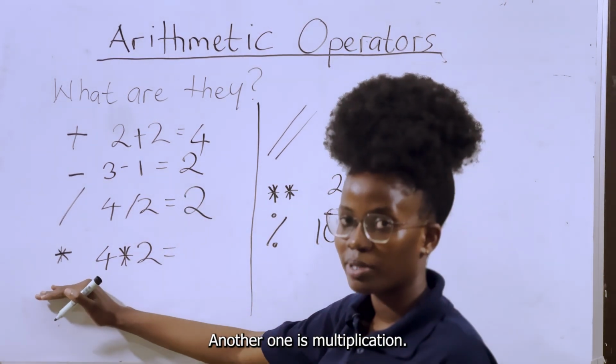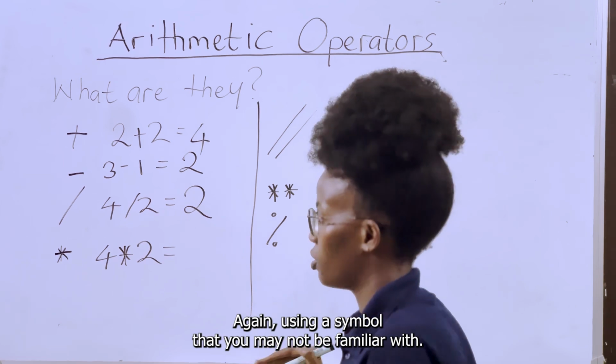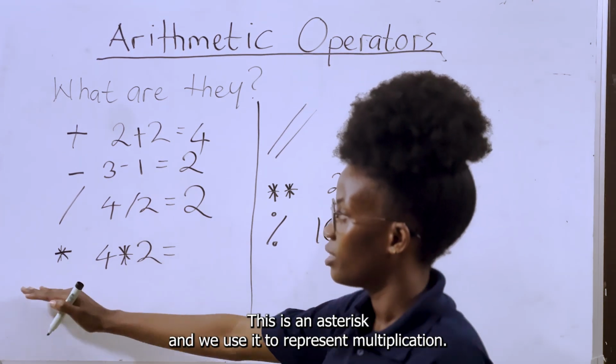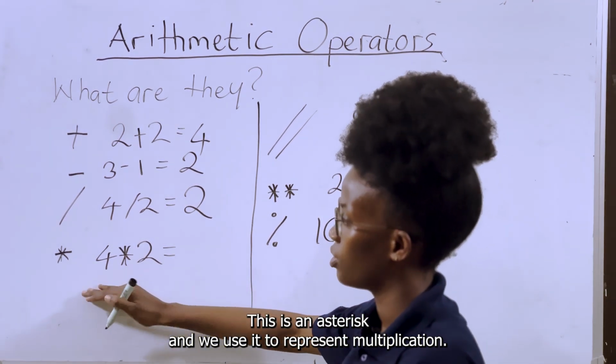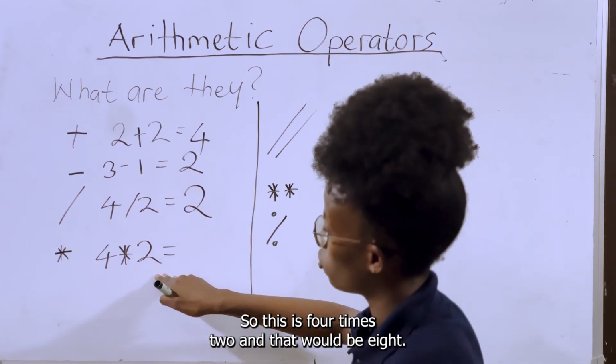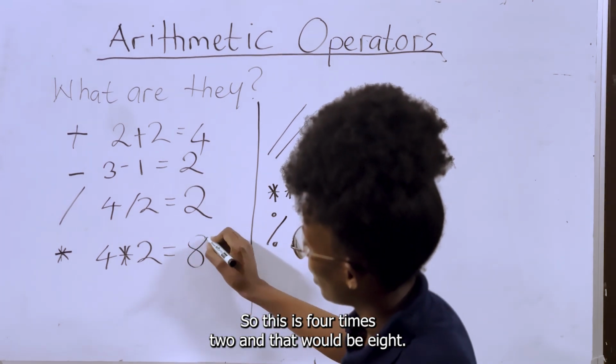Another one is multiplication, again using a symbol that you may not be familiar with. This is an asterisk, and we use it to represent multiplication. So this is 4 times 2, and that would be 8.